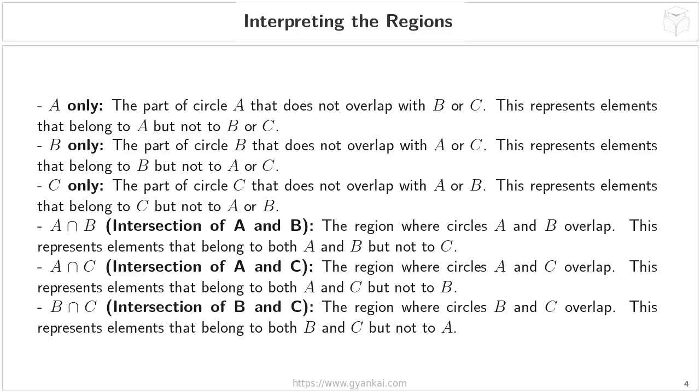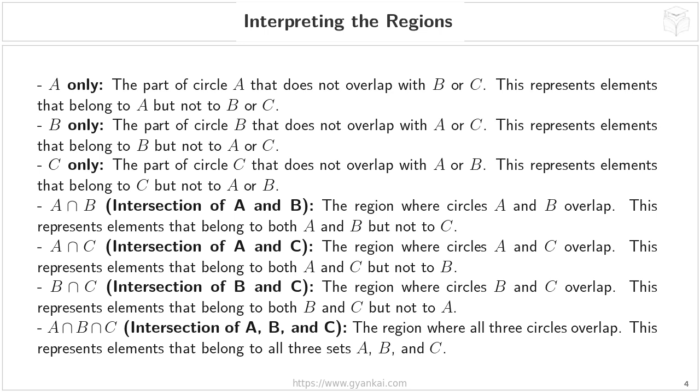And B intersection C, or B cap C, is the overlap between B and C, excluding any elements that are also in A. Now, for the very center of the diagram, A intersection B intersection C, or A cap B cap C. This is where all three circles overlap. This region contains the elements that are members of all three sets, A, B, and C. It's the common ground for all three.